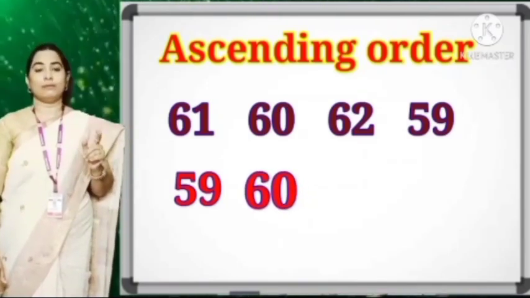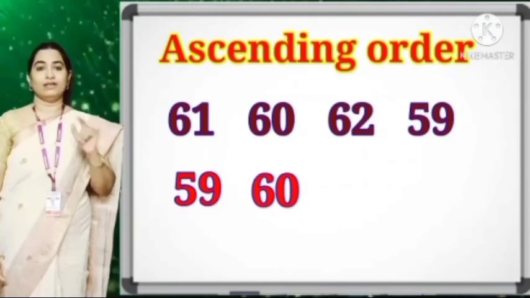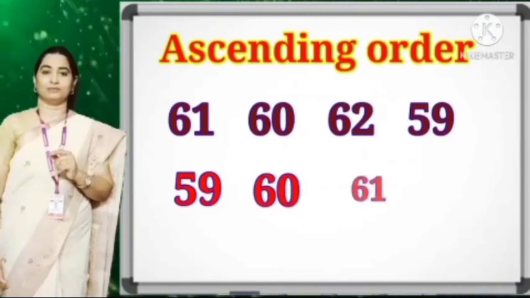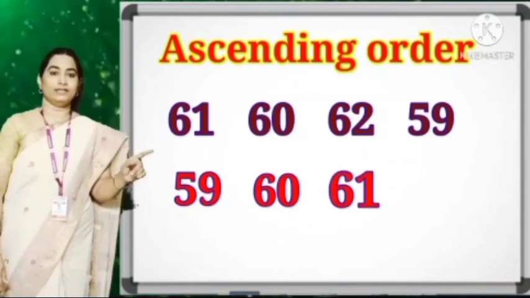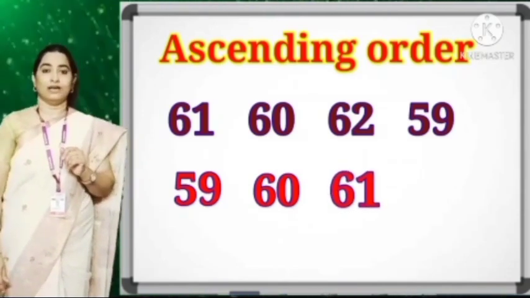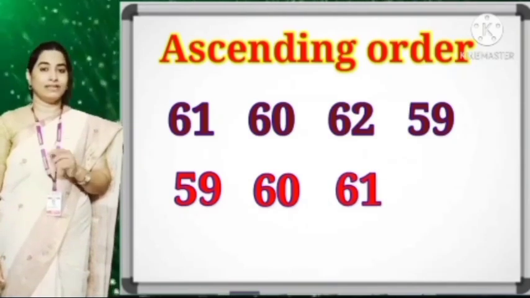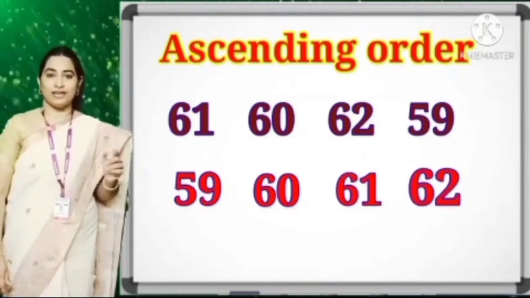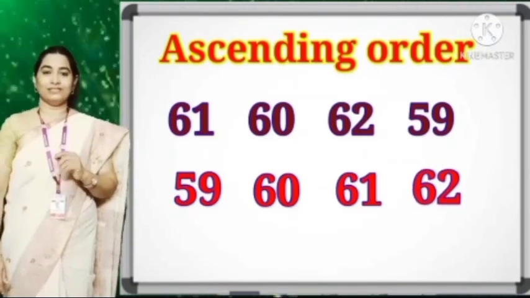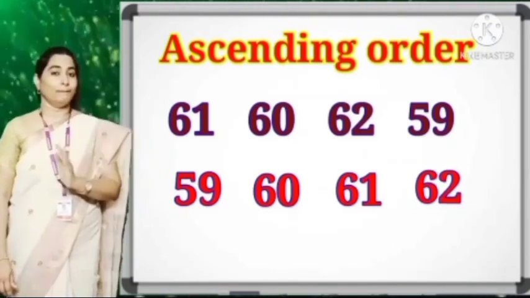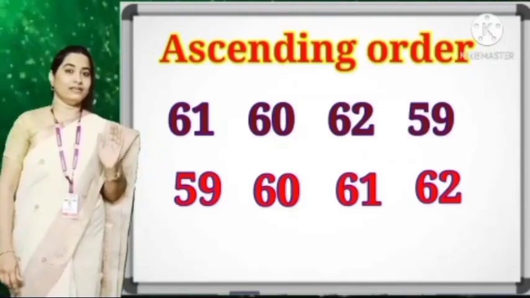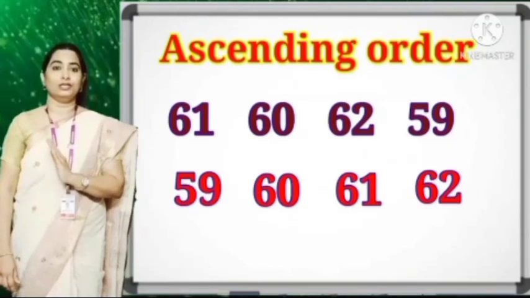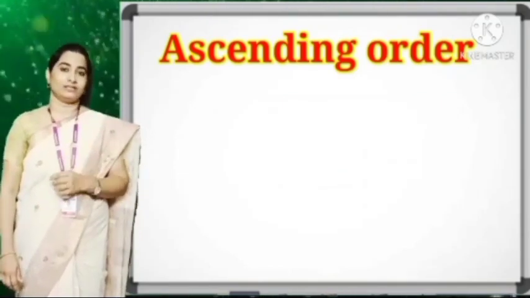And now the numbers are 61 and 62. So which is smallest? 61. So we are going to write 61. And then the number is 62. So we have arranged that from smaller to bigger. 59, 60, 61, 62. Now we'll do the next sum.